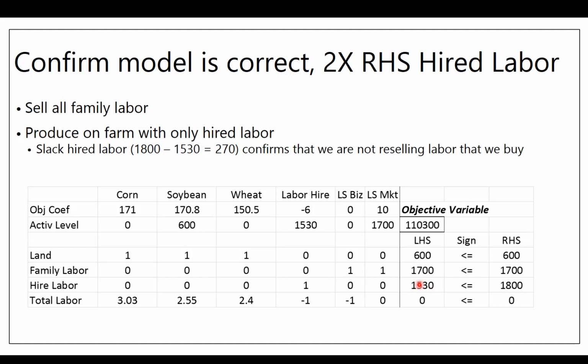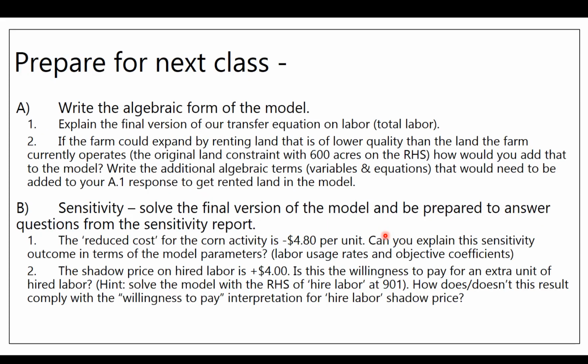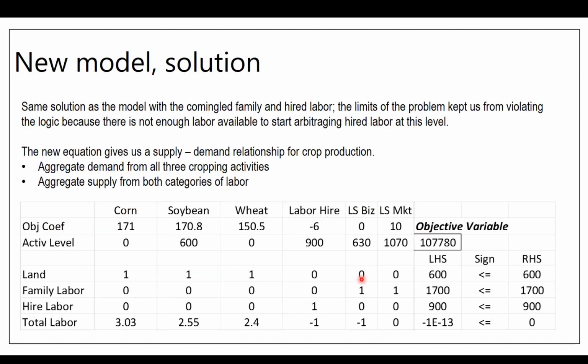But the key part here is that no longer are we in the business of, hey, we'll just keep hiring you and then sell your labor at $10 per hour. Okay, so I want you to set this up and get the solution for it. It should be the same, so you should be able to look at the shadow values and so forth, and see that you get exactly the same solution: 600, 900, 630, 1070, and then this number.